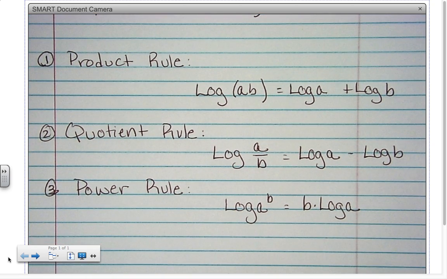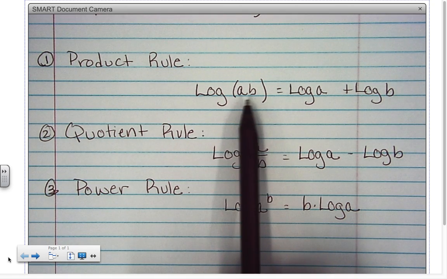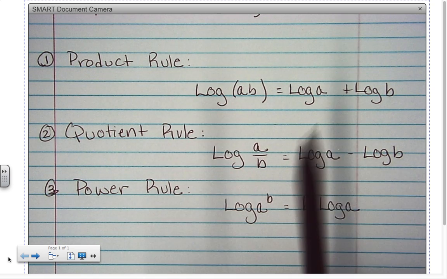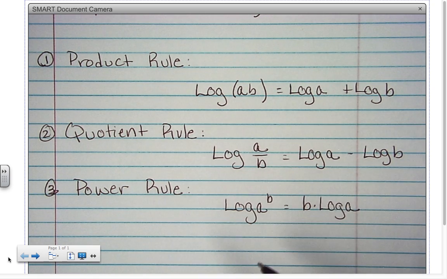So again, these 3 you will need to know, have memorized, and be able to work with. An easy way to remember them is to think about when you're multiplying like bases, what do you really do with the exponents? You add, right? When you're dividing like bases, you subtract. And when you raise a power to a power, double exponents, you end up multiplying those numbers.